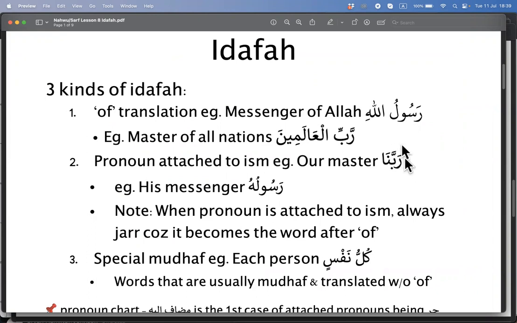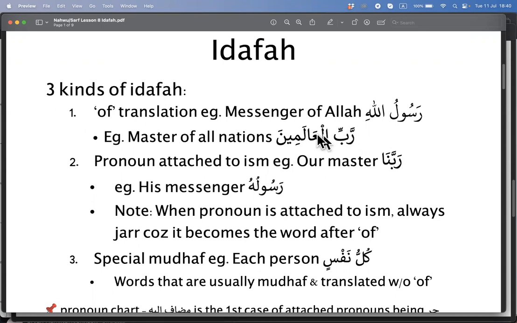How do you know that word is an ism? Right now you might not know where is an ism and where is a fi'il. That doesn't matter right now. I won't ask you about things you don't know, obviously. Another example is rasulu, then hu. So rasulu has no alif lam, hu. Although you cannot see it, this is nasab or jar, but because it's with an ism, it's going to be jar. So when the pronoun is attached to an ism, it's always going to be jar. And is a pronoun proper or common? Proper. So the first word is also going to be proper. Exactly.